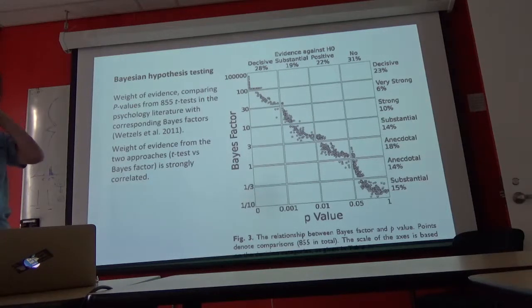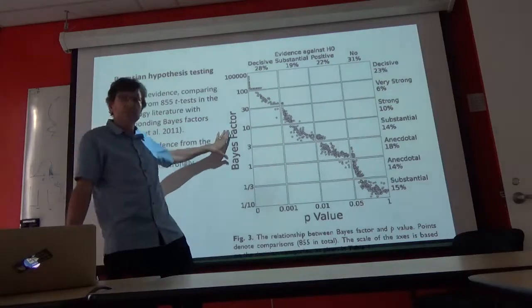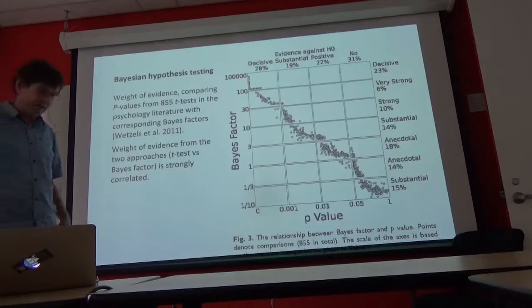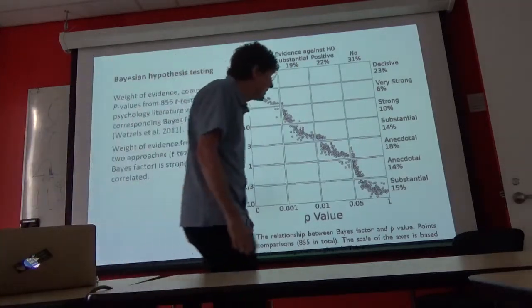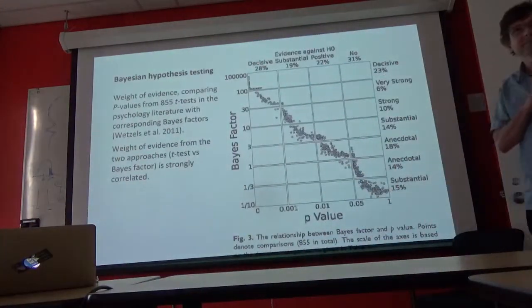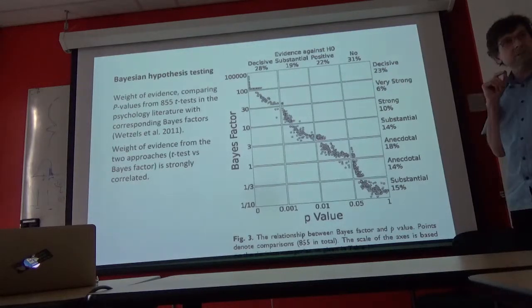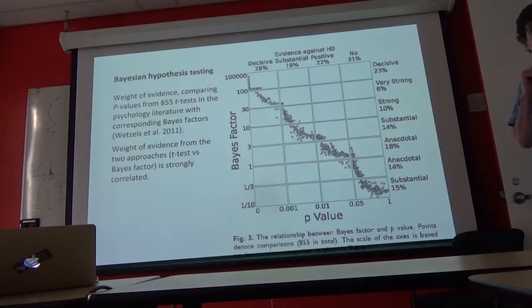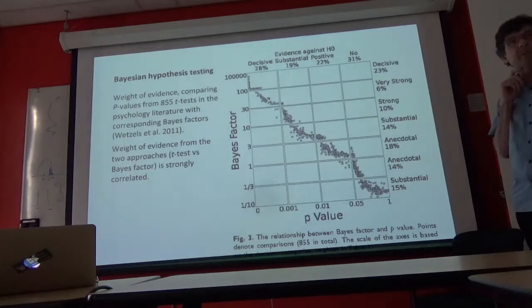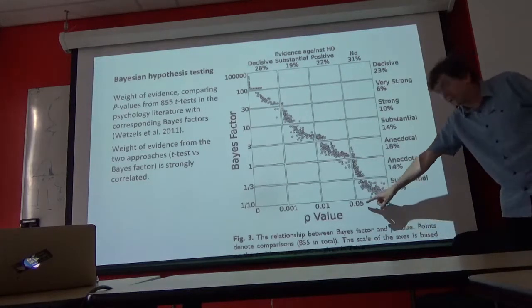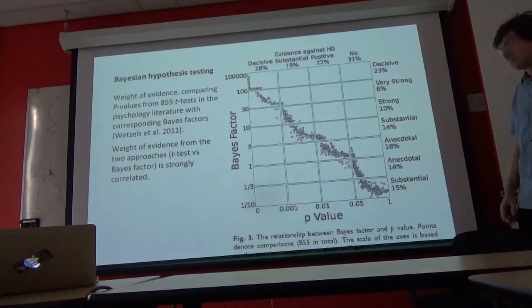I had no expectation that p and Bayes factor would be so correlated, because, according to the Bayesians, this is good science, this is bad science. And yet, they're correlated. So what do you make of that? But, and here's the clincher, how much support is there for the alternative hypothesis associated with a p-value of 0.05? They're strongly correlated, but let's just look at the strength of evidence that comes from one approach versus the other.